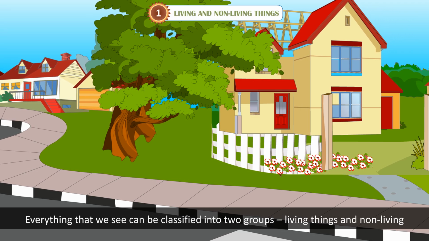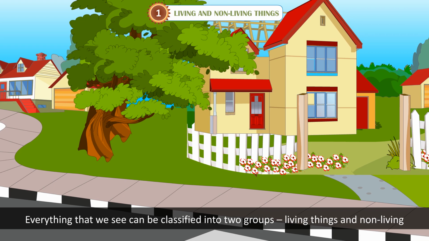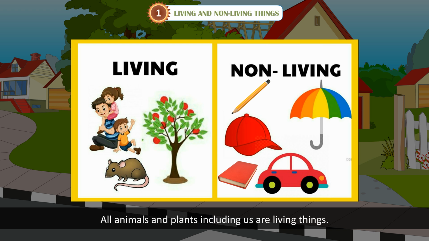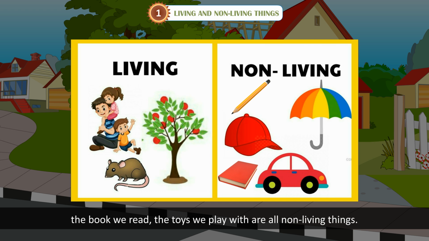Everything that we see can be classified into two groups, living things and non-living things. All animals and plants, including us, are living things. The pencil we write with, the book we read, the toys we play with, are all non-living things.